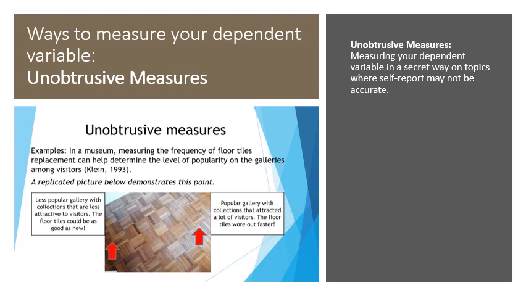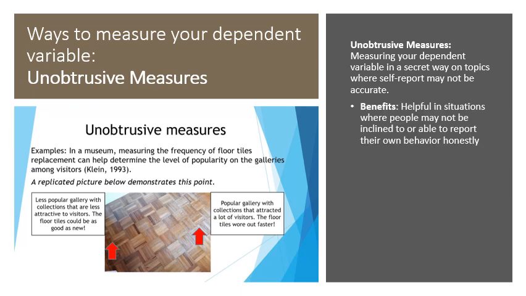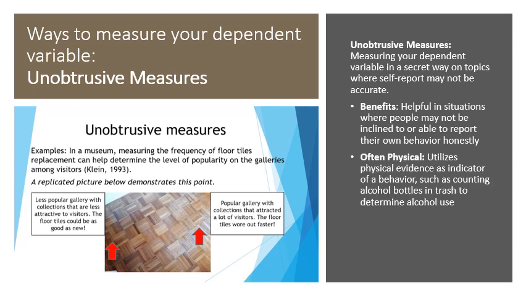So, unobtrusive, you're measuring your dependent variable in a secret way on topics where self-report might not be accurate or might not be possible. So that just restates what I just said. Very often these are physical. We use physical evidence as an indicator of behavior, like counting alcohol bottles in the trash to determine alcohol use or something like that.